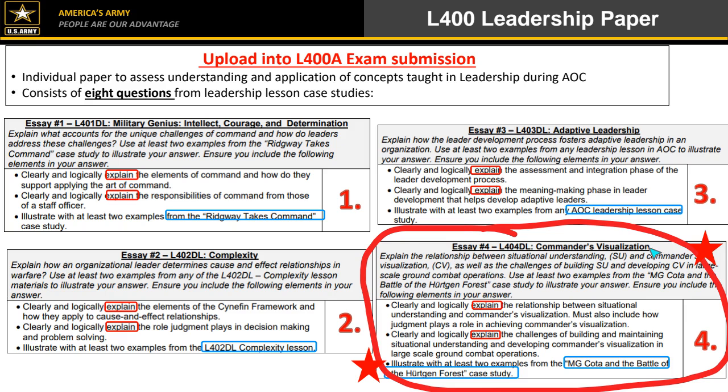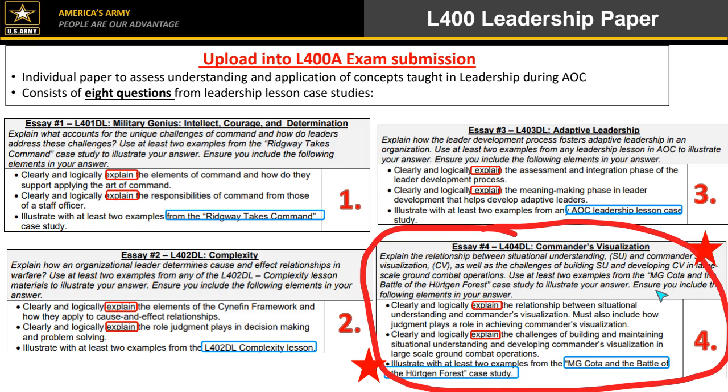This specific essay is about commander's visualization. And what we want you to do is talk about the relationship between situational understanding, which I will refer to as SU, and commander's visualization, which is CV, and the challenges of building those in LSCO. And it also wants you to provide 2 examples from the Major General Cota case study. So you ought not use examples from another case study. Stick to the one that's in 404, which is about Major General Cota and the Hurtgen Forest.